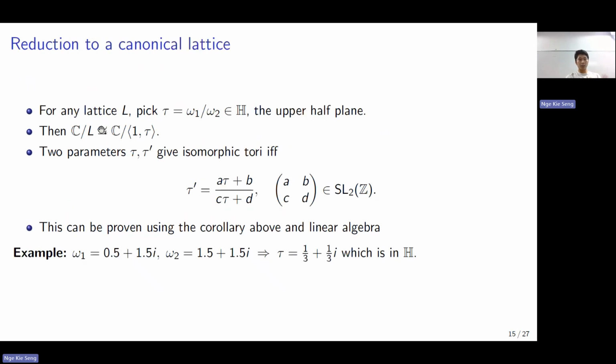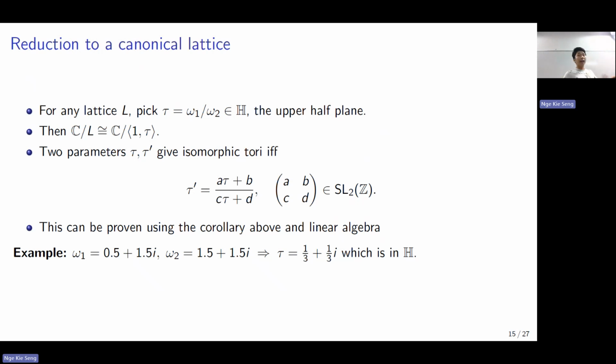So given two complex numbers, tau and tau prime, the complex tori are isomorphic to each other if and only if tau prime is equal to A tau plus B divided by C tau plus D, with A, B, C, D in the special linear group. This can actually be proven by using the corollary above with some linear algebra. You can prove it as an exercise, but I won't prove it here.